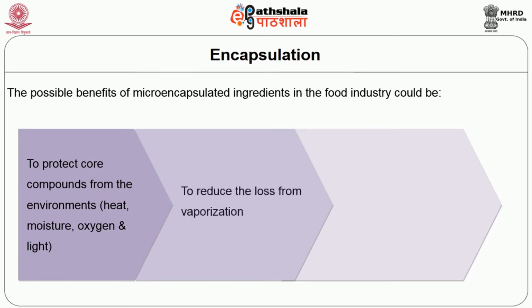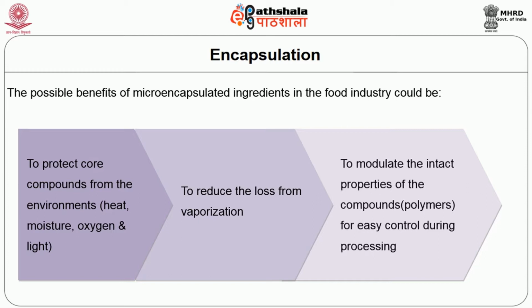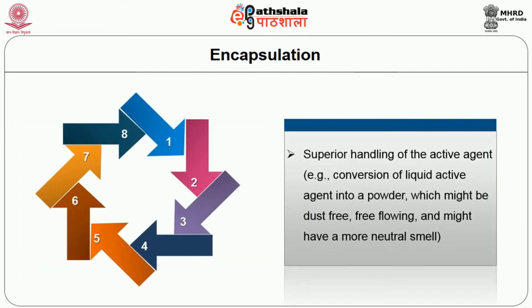The possible benefits of micro-encapsulated ingredients in the food industry could be to protect core compounds from the environment, to reduce the loss from vaporization, to modulate the intact properties of compounds for easy control during processing, such as superior handling of the active agent, like the conversion of liquid into a powder, which might be dust-free, free-flowing and might have a more neutral smell.